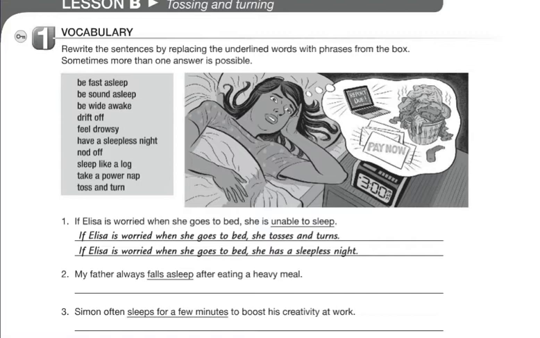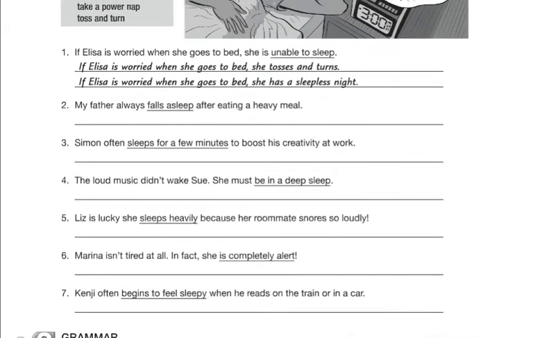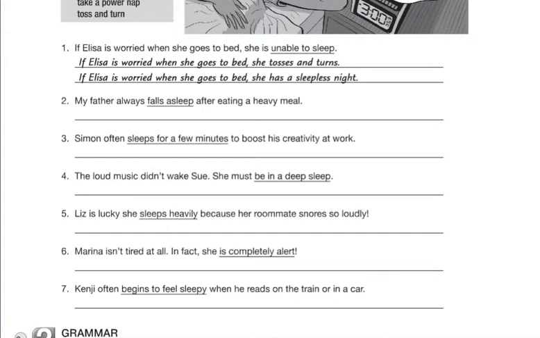So as you see here, there are some possible answers. Okay, and I'm gonna pause. Well, you can pause a bit in this section and read the statements. If Elisa is worried when she goes to bed, she is unable to sleep. So if Elisa is worried when she goes to bed, she tosses and turns, or she has a sleepless night. So there are many ways that you can express this, and then you have to check the word that is underlined and change it to one from the box above. Okay, so let's pause the video, and then you can check out the words. You can write them down, check them out with me.